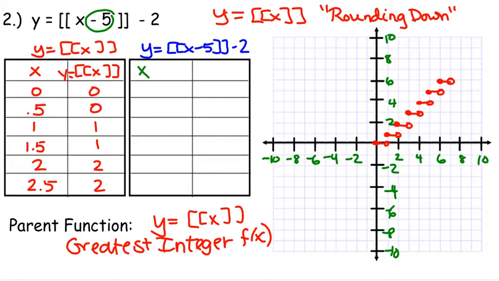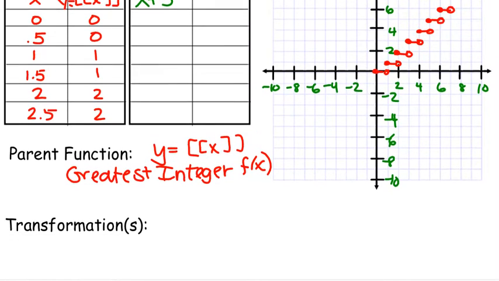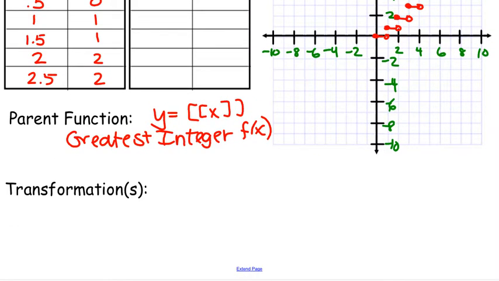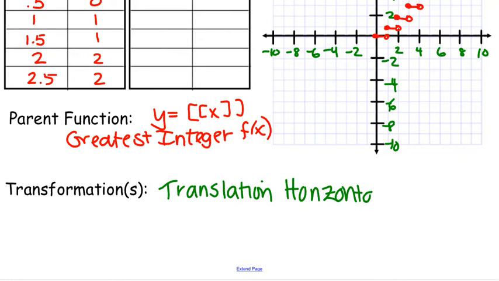Since it's a -5, it's shifting the entire graph right 5 units. So what we're going to do to all the x values is add 5 to all of them. So it shifts them right 5 units. So our first transformation is a translation horizontally right 5 units. So that's affecting the x-axis.